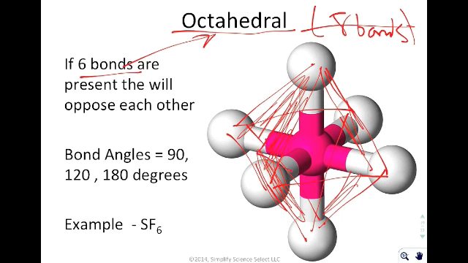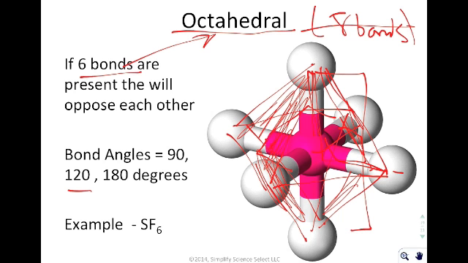They're going to be 90 degrees in the plane because you've got the square. They're going to be 180 degrees between the top and the bottom, and then they're going to be 120 between some of the angles. Whenever you look at 3 angles like this, one up, one down, and then over here, you have different bond angles because of the shape.